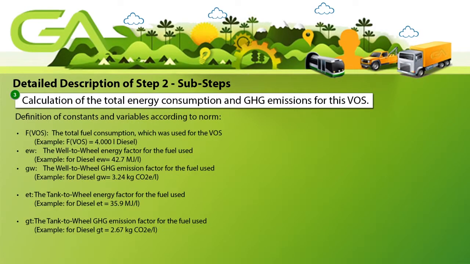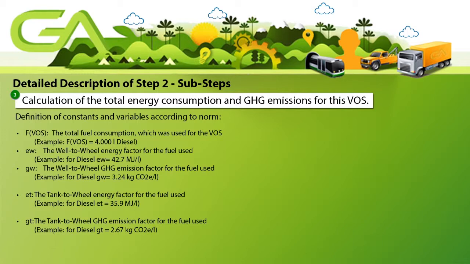I will not get into detail now when dealing with the last two constants, GT and ET. It is only because they show the same variables that we have already discussed. I want to leave you with these two constants only with an accurate description. The ET constant description would read the tank-to-wheel energy factor for the fuel consumed. As the calculation example, we have again the diesel. The corresponding formula is ET equals 35.9 megajoules per liter.